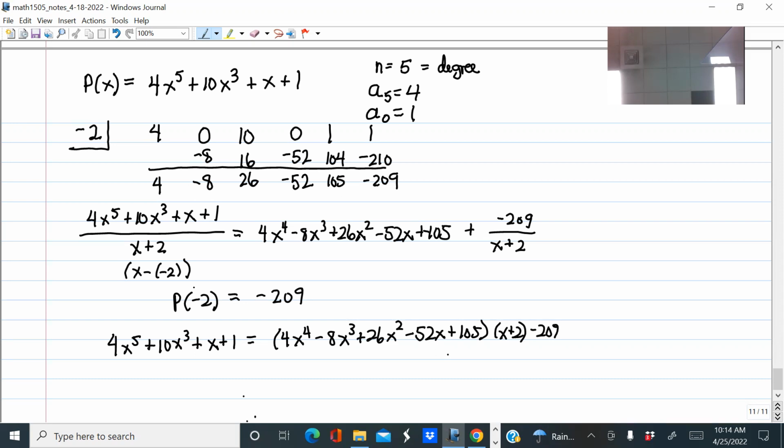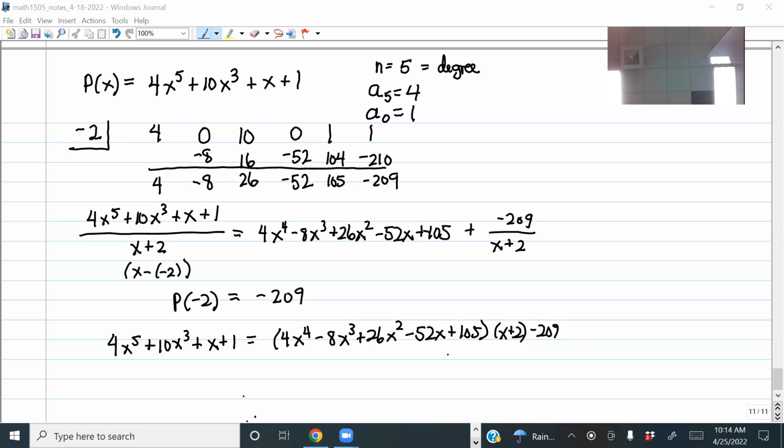Synthetic division gives us a shortcut for evaluating polynomials. Now, you might not think that's a very useful shortcut, but it is a useful shortcut, okay? Because doing synthetic division is much faster than trying to plug the minus 2 into the original polynomial, okay? All right, so the answer to that problem after all of that was minus 209.